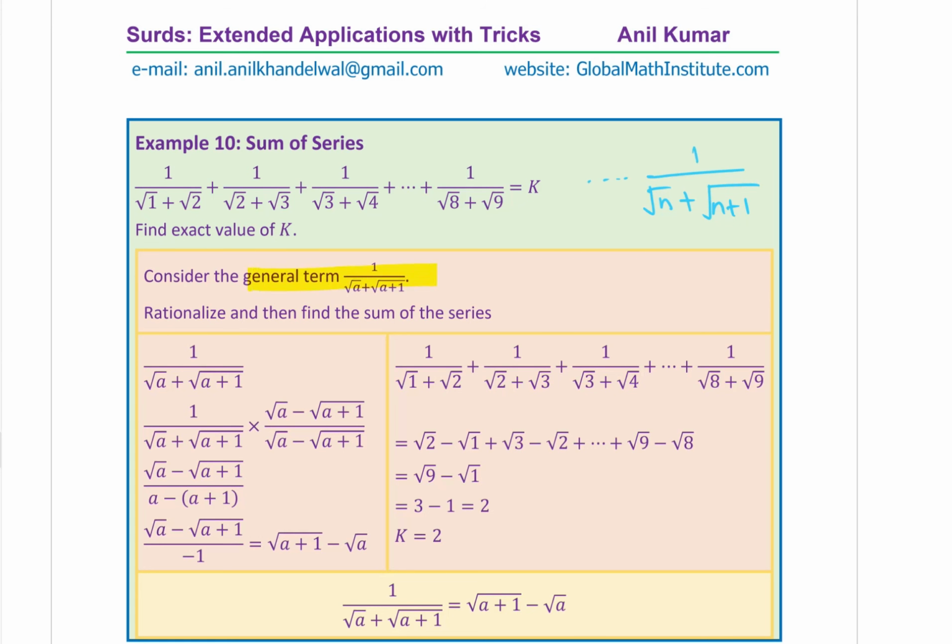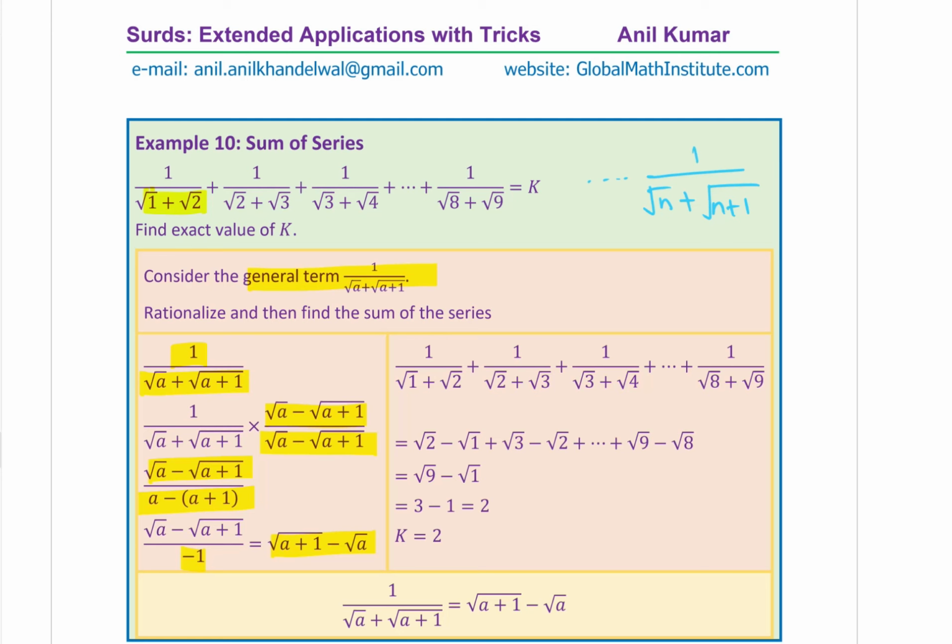So consider the general term, which is 1 over (square root a plus square root of a plus 1). So that's the term. You can rationalize this. Once you rationalize, the denominator will be a difference of squares. You get a minus (a plus 1), so the denominator here is minus 1. In the numerator will be square root of a minus square root of a plus 1. That is to say, we can write the expression as square root of a plus 1 minus square root of a.